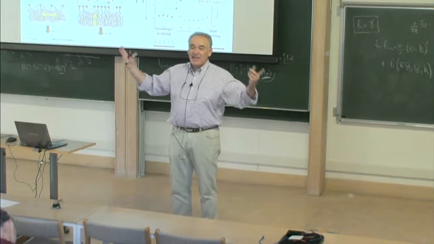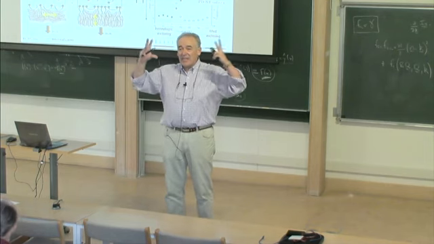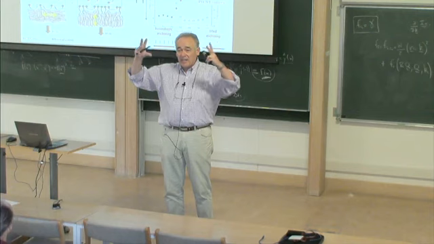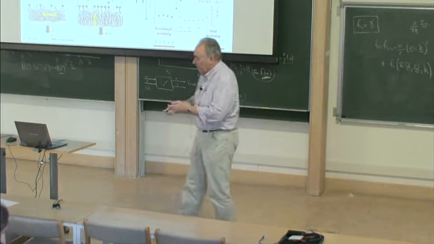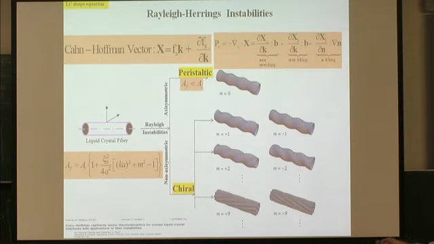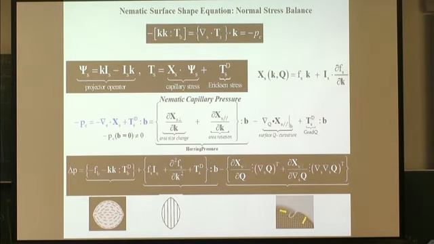What is the easy axis? What is the state of this Q tensor that minimizes the free surface energy? Then, if you want to solve a problem, you go back to your mechanics, and you solve the whole shebang.